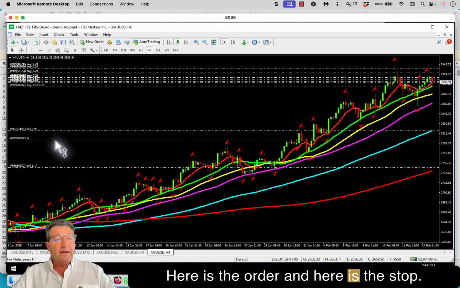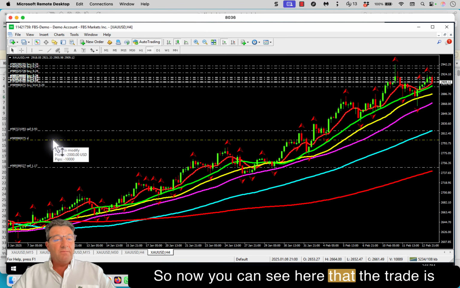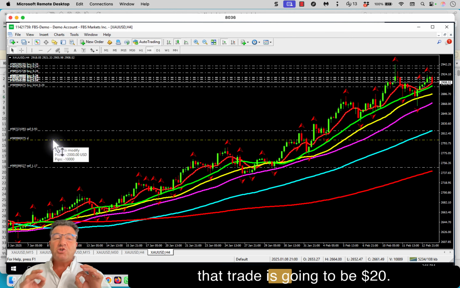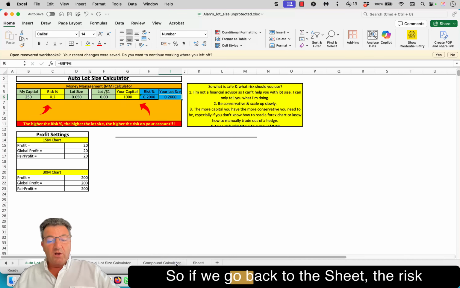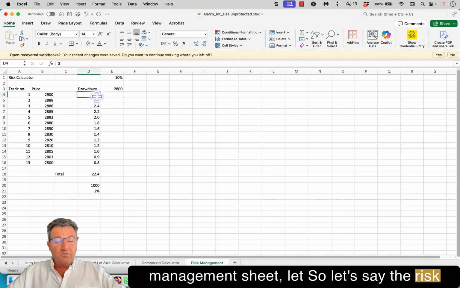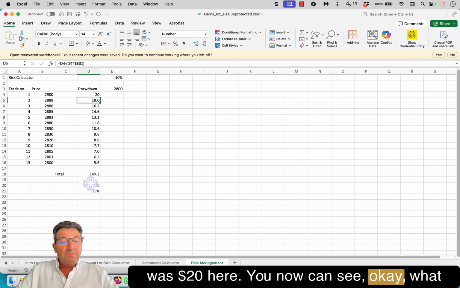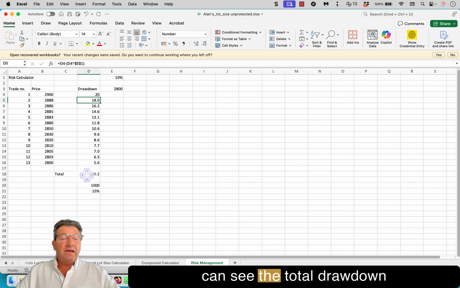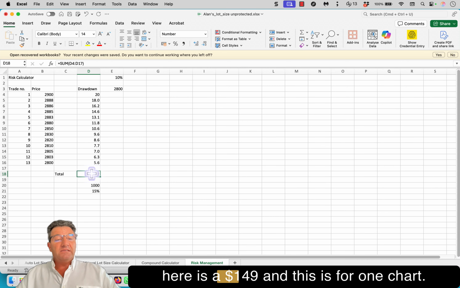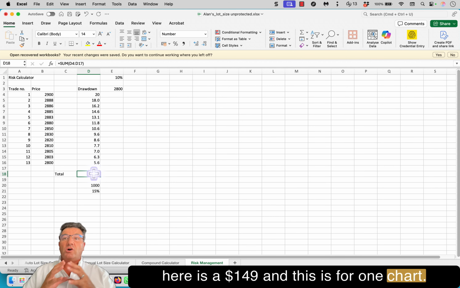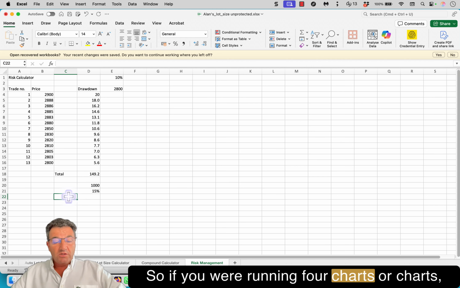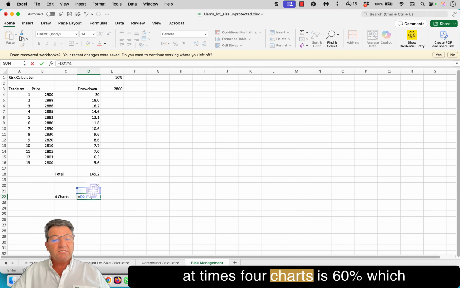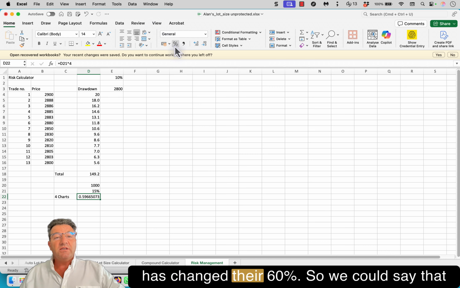Here is the order, and here is the stop loss. So now you can see here that the drawdown on that trade, just that trade, is going to be $20. So if we go back to the sheet here, the risk management, so let's say the risk was $20 here. You now can see what the potential drawdown is per trade. And you can see here the total drawdown here is $149, and this is for one chart. So if you were running 4 charts, you could say equals that times 4 charts is 60%. So we'll just change that to 60%.